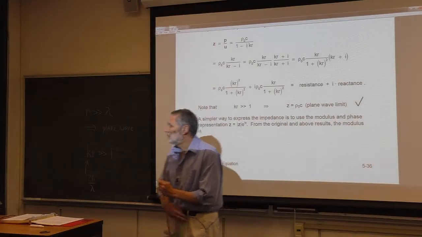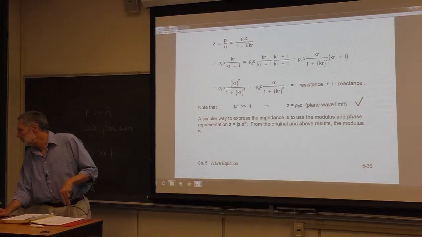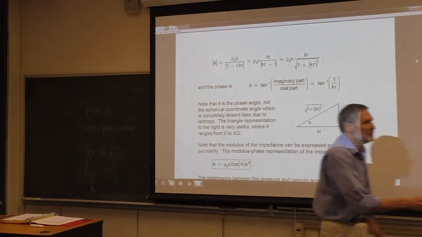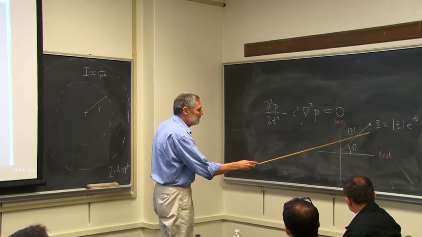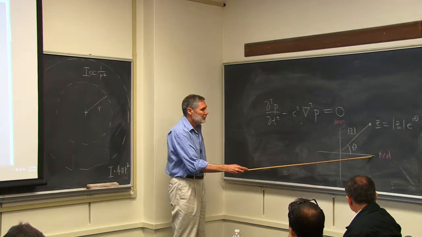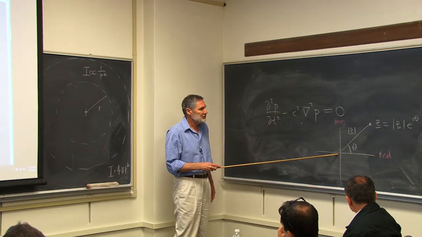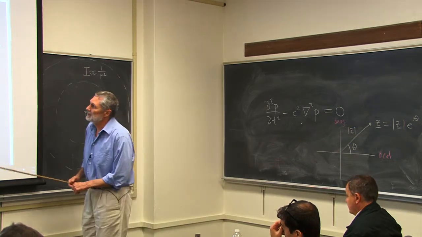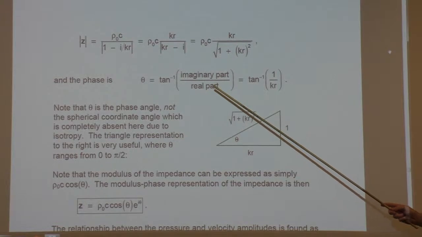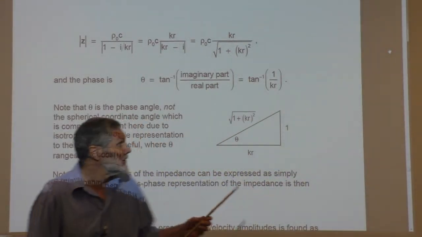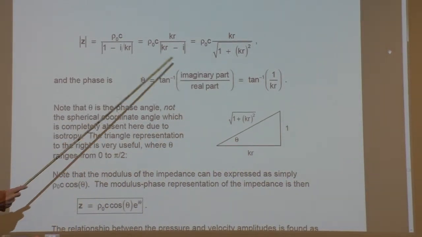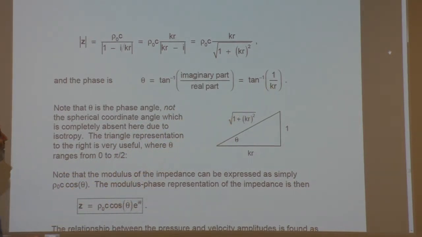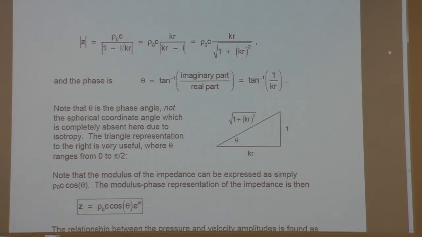You can see here that the tangent of theta is the imaginary part divided by the real part. So that's nice. We just calculated those. If you go back and look at this, it's really simple. When you take the ratio of the imaginary part to the real part, it's just 1 over kr. So there's our angle, and here's my warning right here.